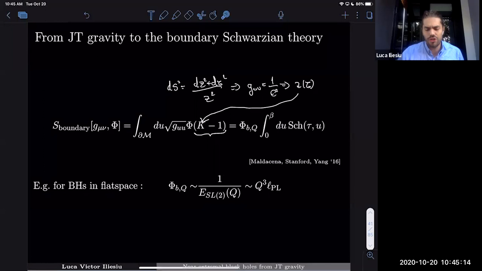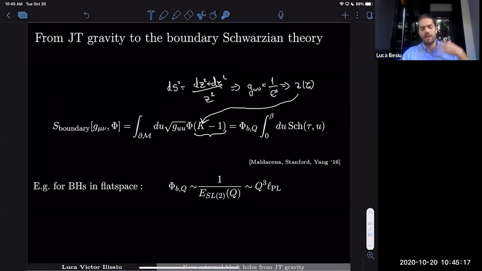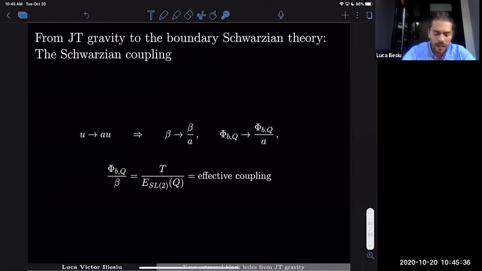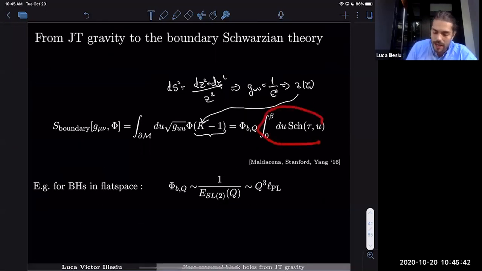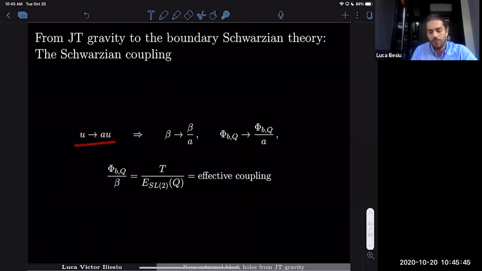So now the question is, what does this mean? The fact that the Schwarzian is multiplied by a factor of 1 over E_SL2. In what regime are quantum effects important in this theory? Well, in order to see that, I can make the following rescaling. If I rescale in this Schwarzian action u by A u, then I can see that the action is invariant as long as I rescale beta by beta over A and phi by phi over A.